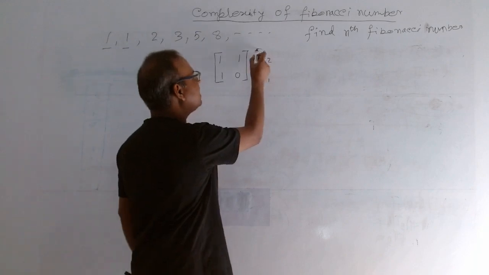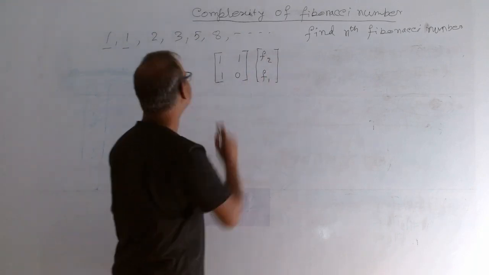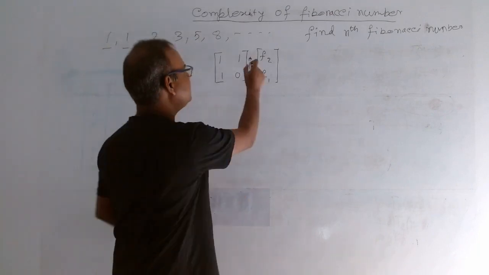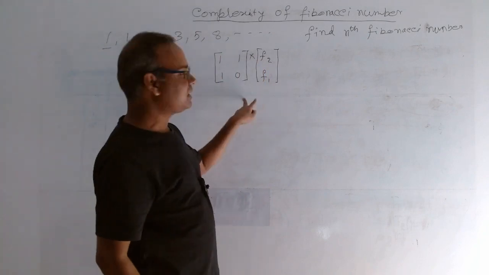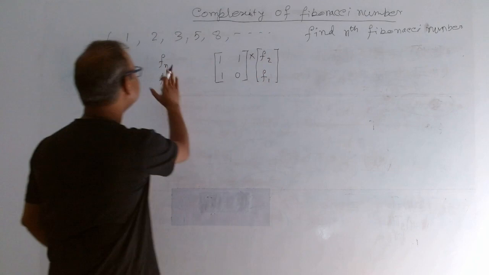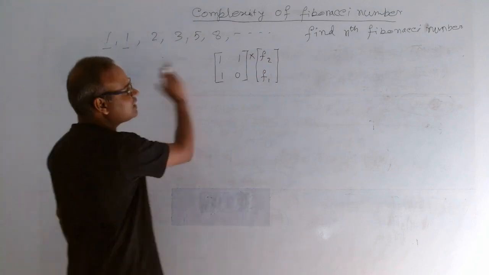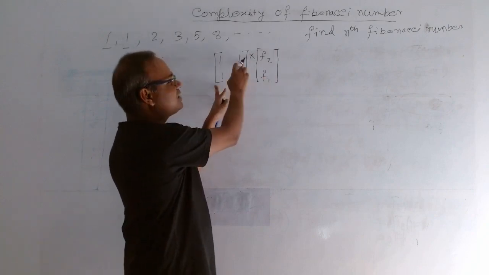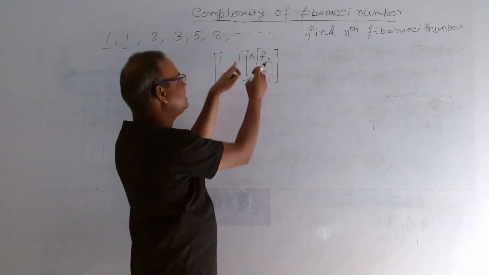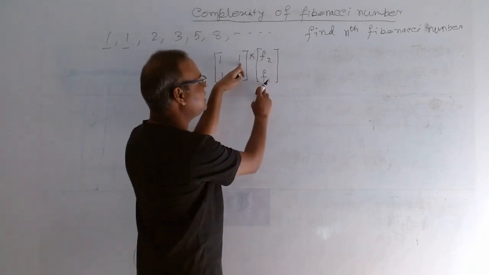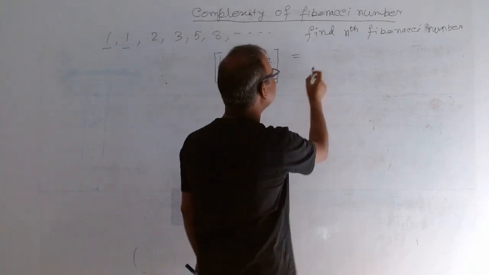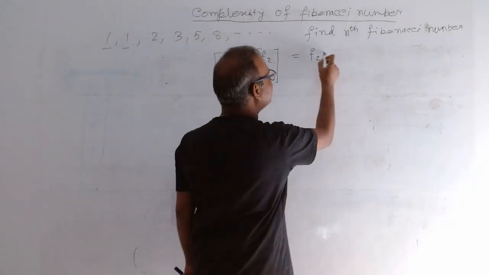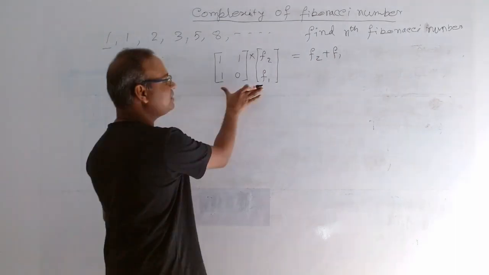And I have this vector, Fibonacci 2 plus Fibonacci 1. What will I get if we do matrix vector multiplication? This is 1, this is 2. How does a matrix get multiplied? Row into column. So the first element of the first row with the first element of the vector, then the second element of the first row with the second element of the vector. So multiplication will give us f2 plus f1.